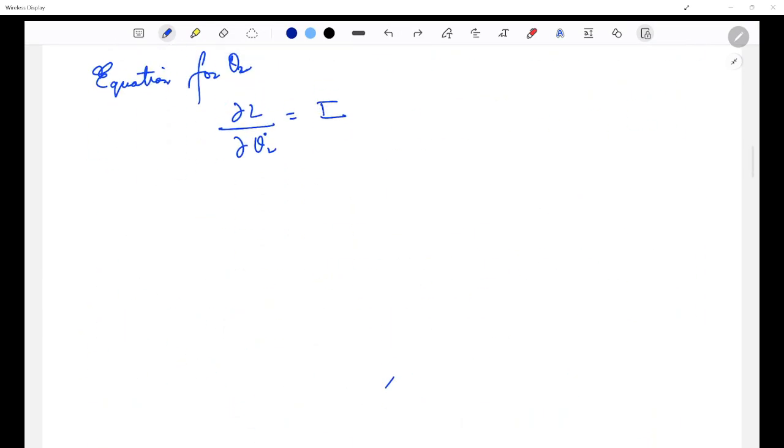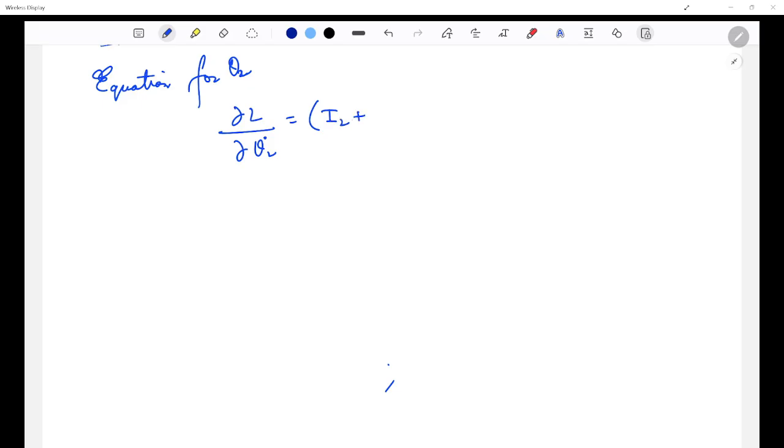So let's see that. ∂L/∂theta 2 dot is (I2 + m2 r2 square) into theta 2 dot minus m2 r2 sin theta 2 into d dot. All right. So from here, when you do d by dt of this term, what do you get? You just have to do d by dt of the term that we have obtained right now.